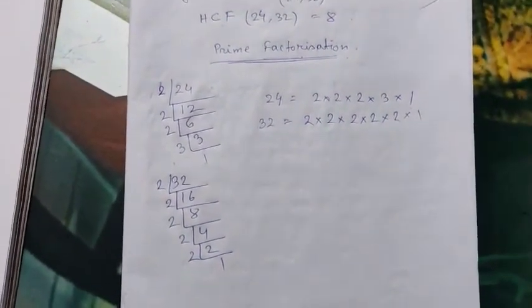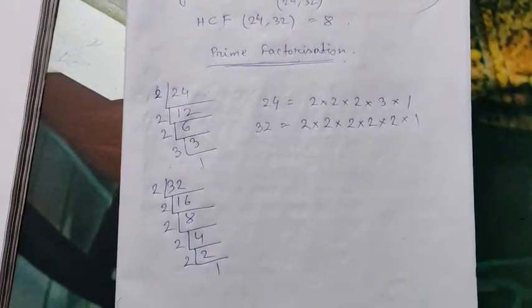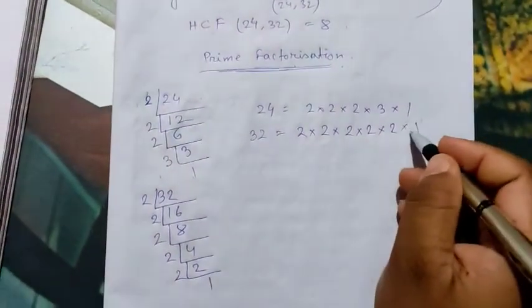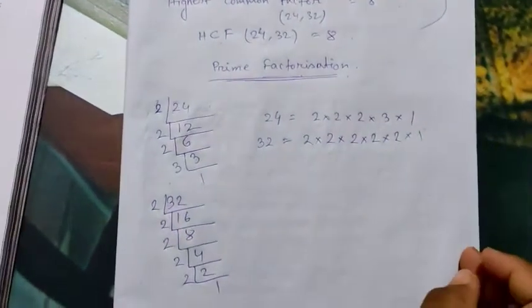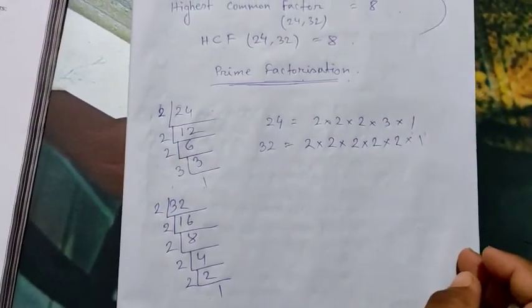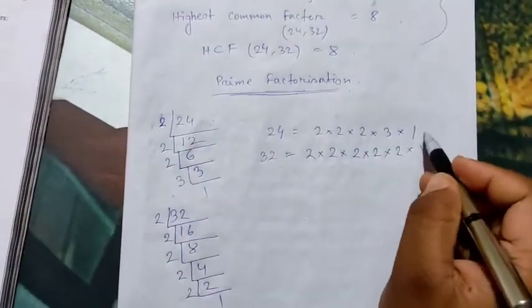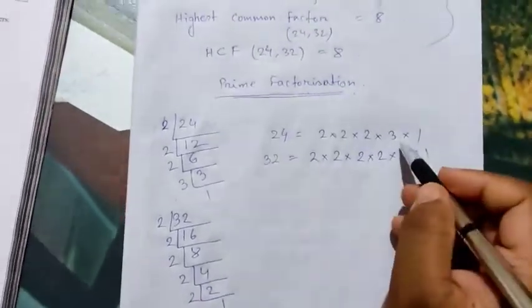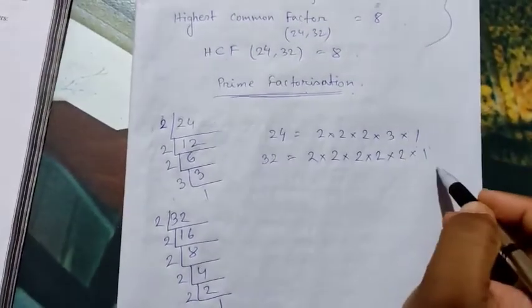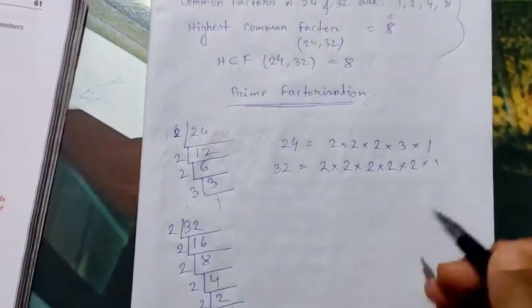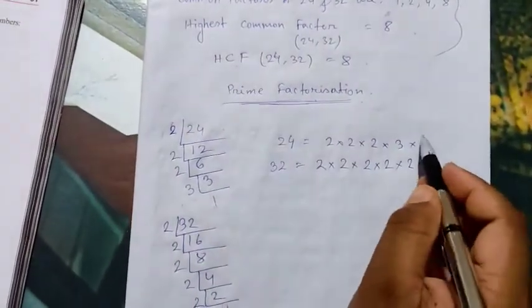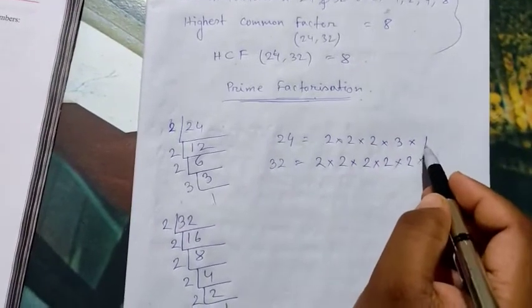If you are asked to do the prime factorization only, you should not give this 1. But when you are finding the HCF, or later the LCM, you should multiply this 1, because if there is no common factor, then at least 1 should be there as a common factor. So in case of finding the HCF, you multiply 1, though it is not a prime number.